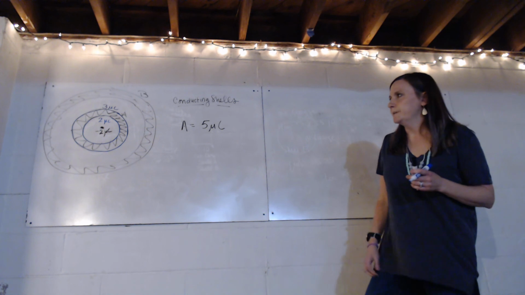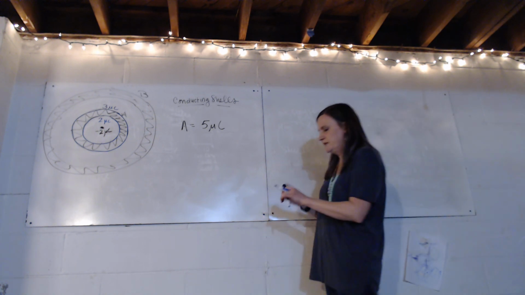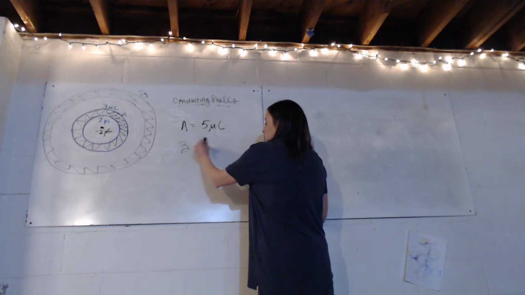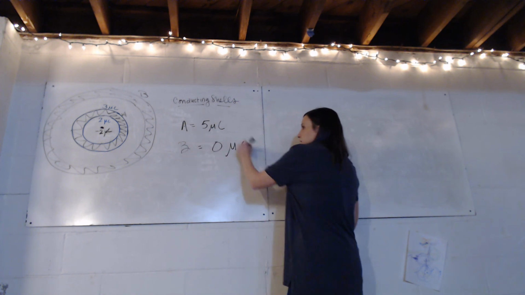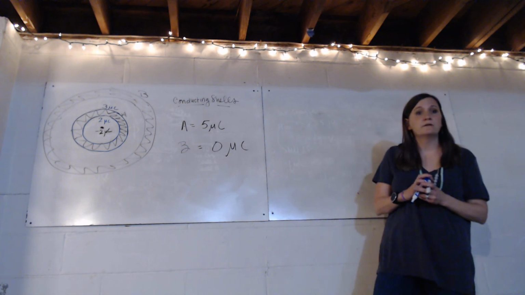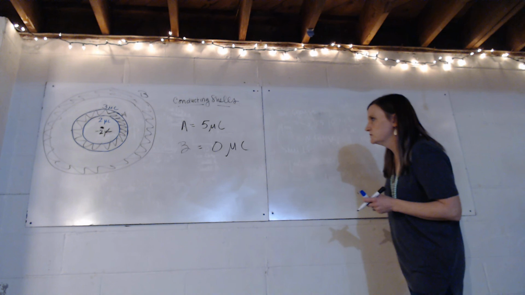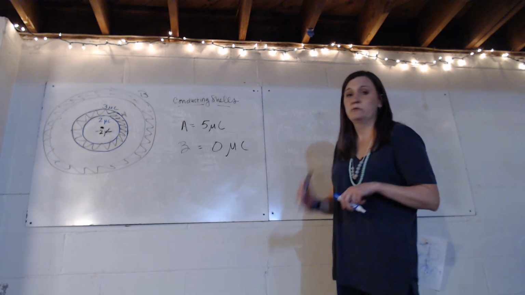And then same deal for shell B. If I say shell B has a total charge of, let's say, 0, it's a neutral shell. It's still a conducting material, so it's metal, so charge can move around easily in it, but it has a total charge of 0. How is the charge distributed in that shell?